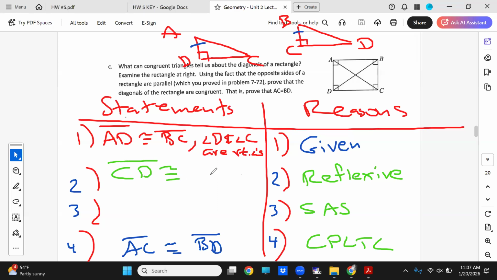Isn't it also within that, that AB and BC are parallel and AD and B? It's true, but we're not going to use that. You can. We're not going to use it.